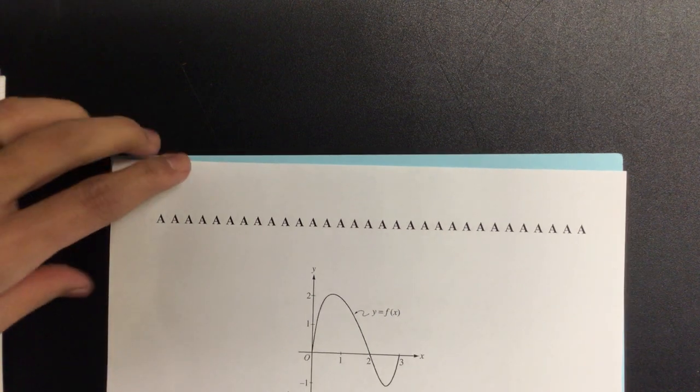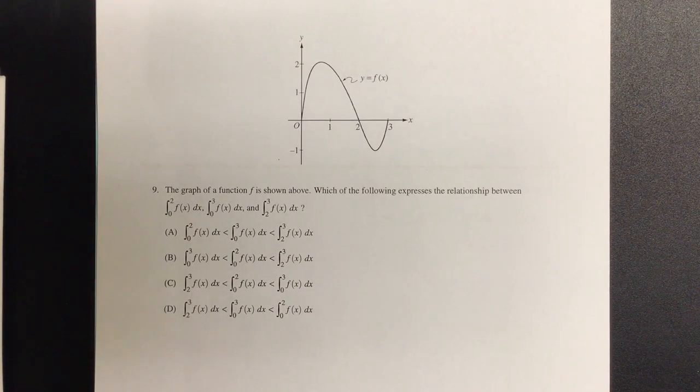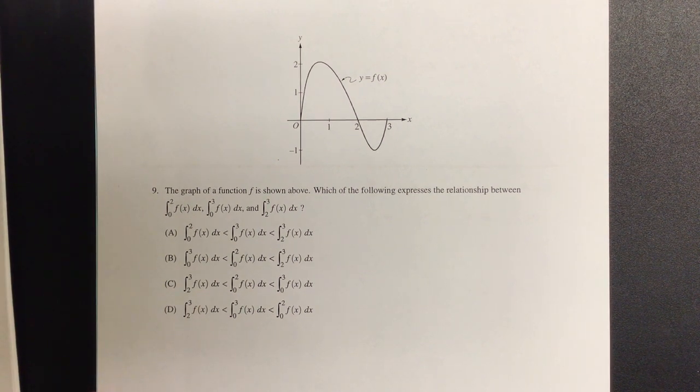Now let's go on to number 9. Number 9 seems abstract, but it's really not. So Addison, let's read number 9, please. The graph of a function is shown above. The following expresses the relationship between the integral from 0 to 2 of f of x dx, the integral from 0 to 3 of f of x dx, and the integral from 2 to 3 of f of x dx.